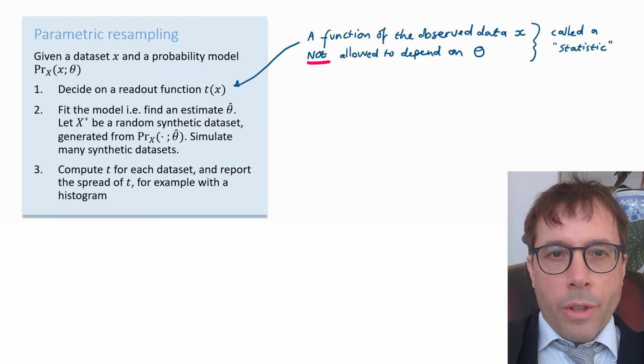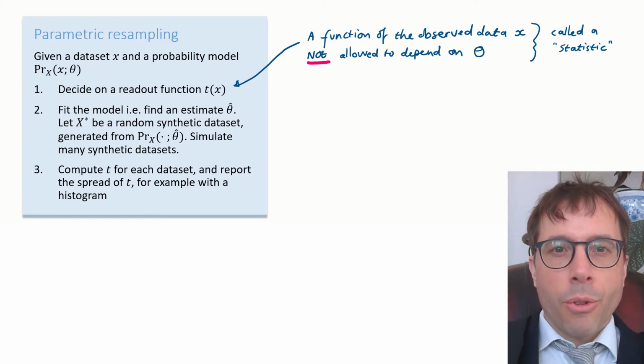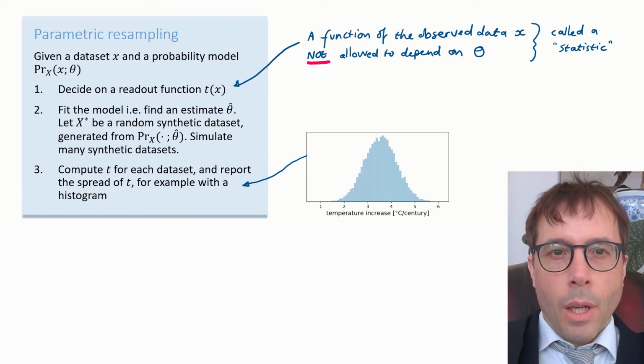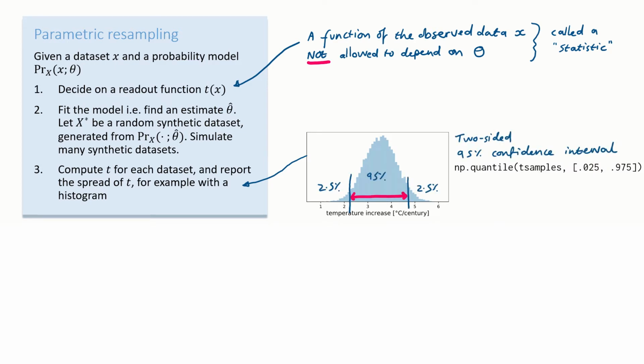Next, what do the outputs look like? Step 3 suggests you plot a histogram. Here's the histogram I got for possible values of the rate of temperature increase. Once you've got a histogram, you could stop there, or what's common is to report a confidence interval. You could report a two-sided 95% confidence interval, for example, and say, here are two bounds, an upper and a lower, and I'm 95% certain that the estimated rate of temperature increase falls between these two bounds. There's a one-liner in NumPy for getting these bounds, numpy.quantile.